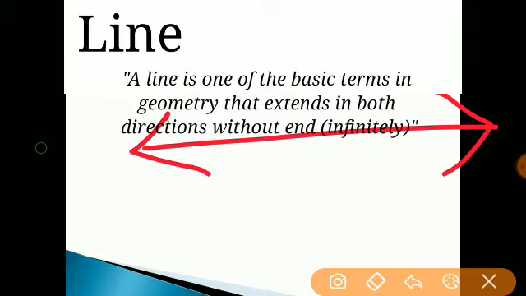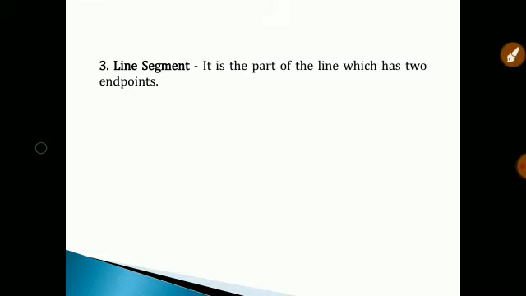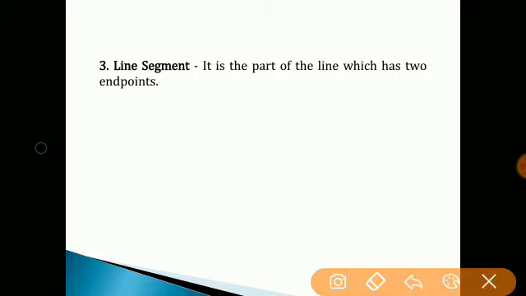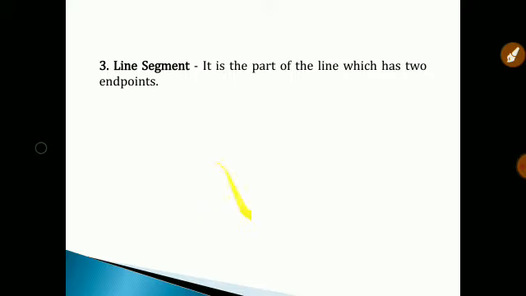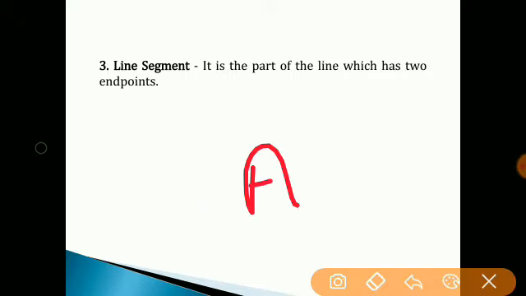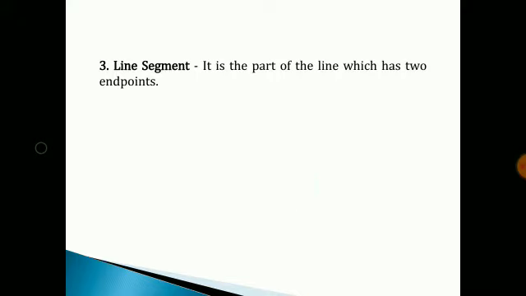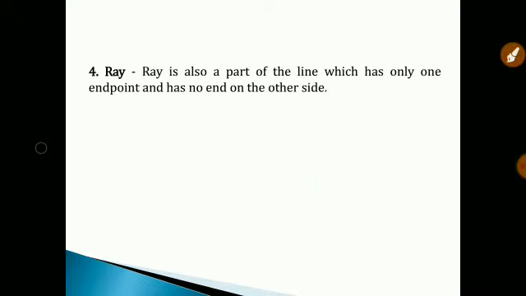Now let us see our third term, line segment. A line segment is the part of the line which has two endpoints. Suppose one endpoint is A and another one is B. So we can draw a line segment AB, and we can also represent it like this.